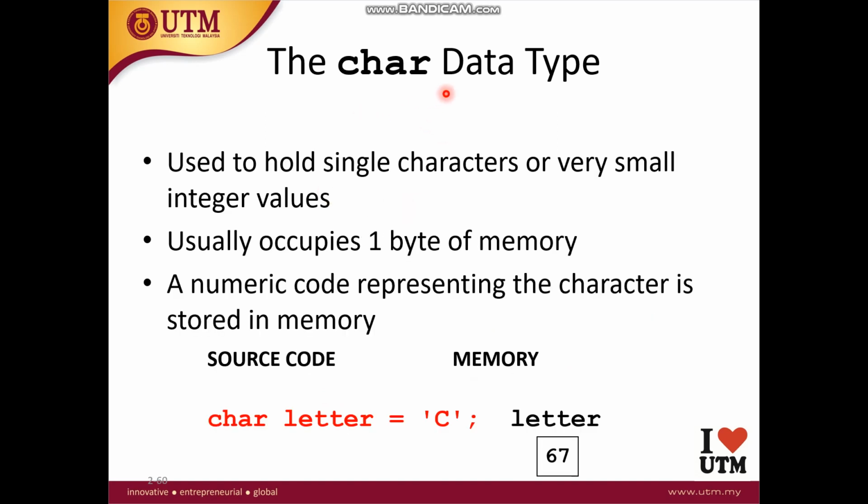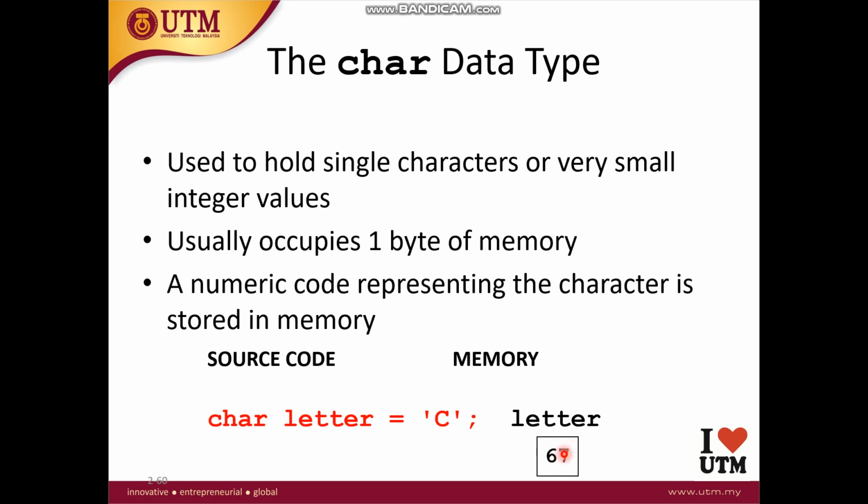And we've got a char data type, which holds only a small amount of data and occupies 1 byte of memory. For example, we can define this one: char letter equals 'C'. You need to know that when you are initializing a char variable, you need to put the value inside two single quotations. So what is going to be stored inside the memory? We can't store the letter itself. Only the number which represents this value is going to be stored inside the memory.